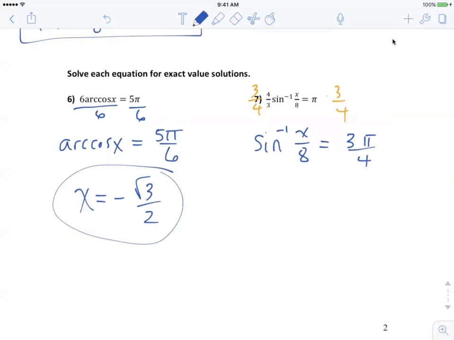Now what? Well, because I have that little 8 in there that's messing me up, I'm going to move the sine to the other side. Right? If you move that trig function, if it's inverse, it becomes non-inverse. So x over 8 equals sine 3 pi over 4. So there's a cool little move. And then now I can use the unit circle.